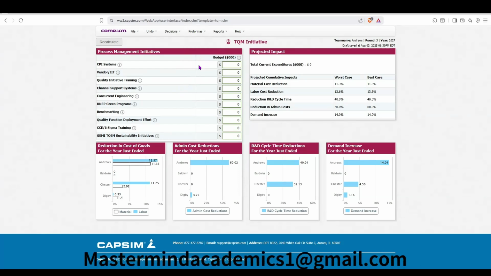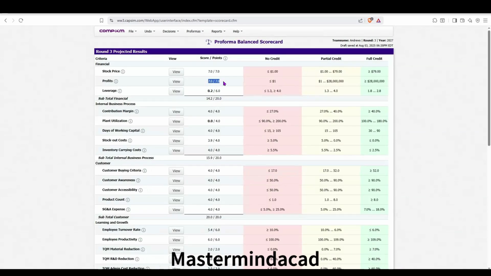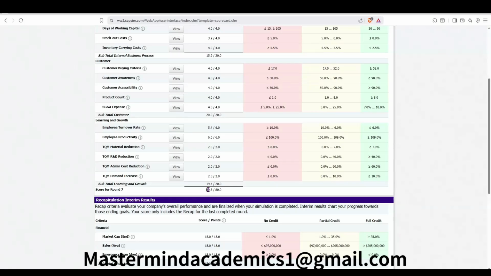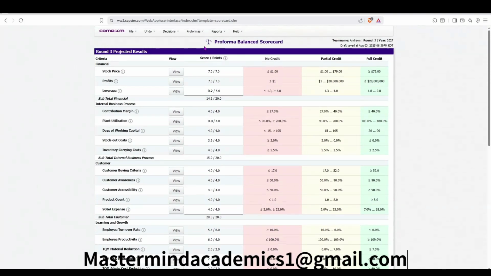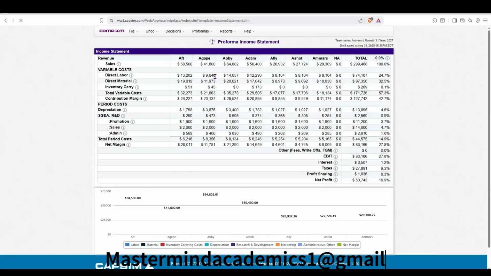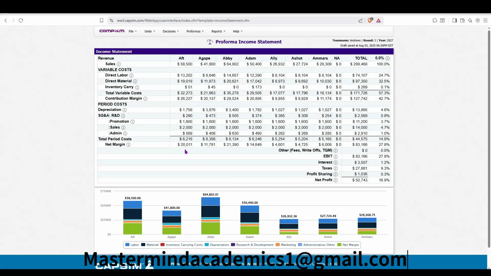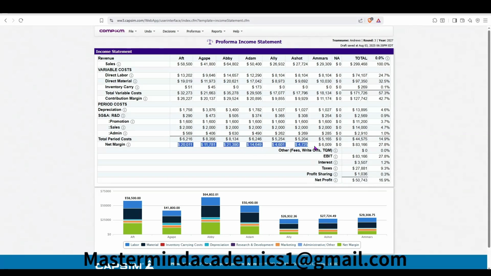When I check my balanced scorecard, you can see that at the moment profit is 7 out of 7, which is the most important thing, and our score is around 69.5 out of 80. So that's not a bad score for this round. And if we check our income statement, you can see that all our products are making profits, and our net profit at the moment is 50,743. That's very good for this round.